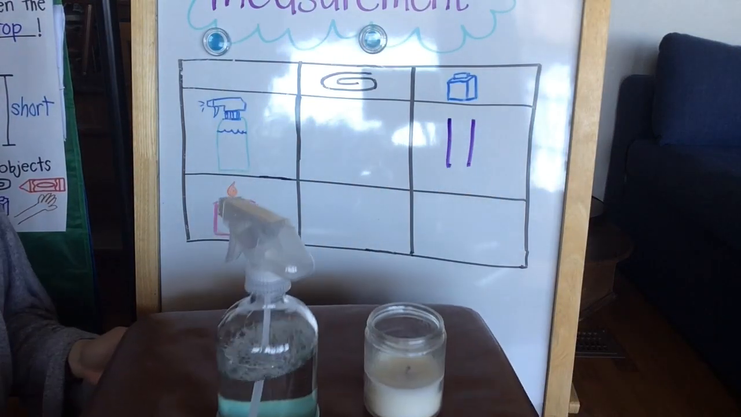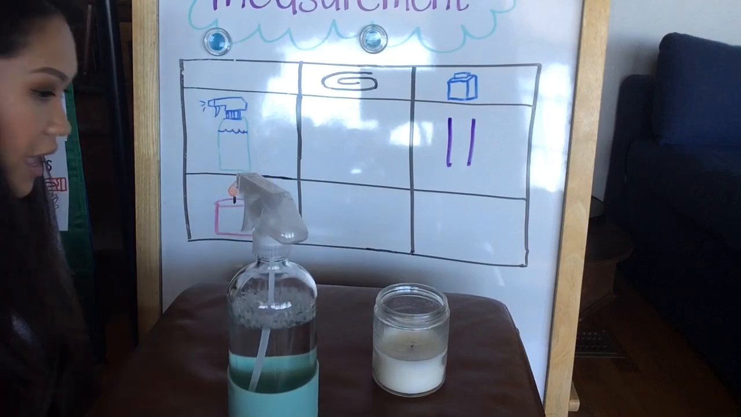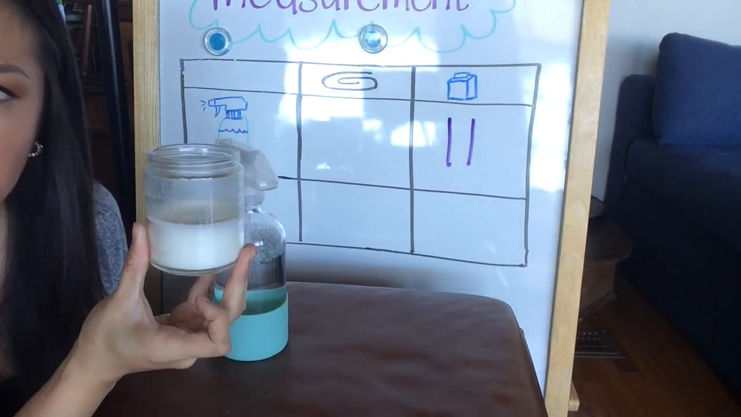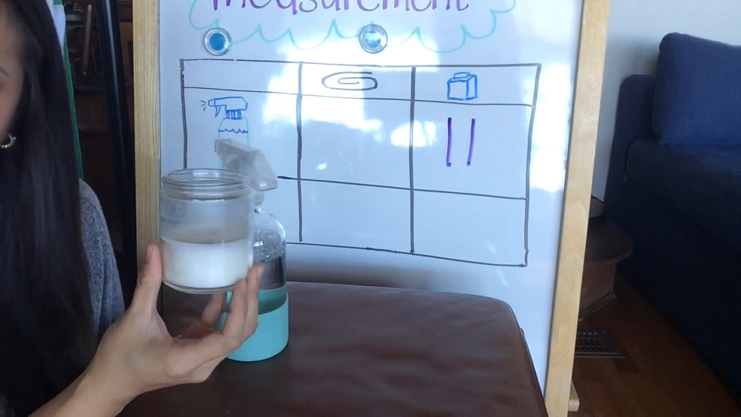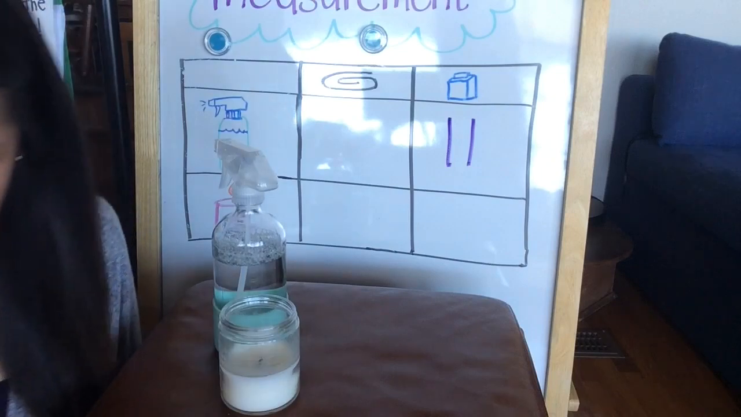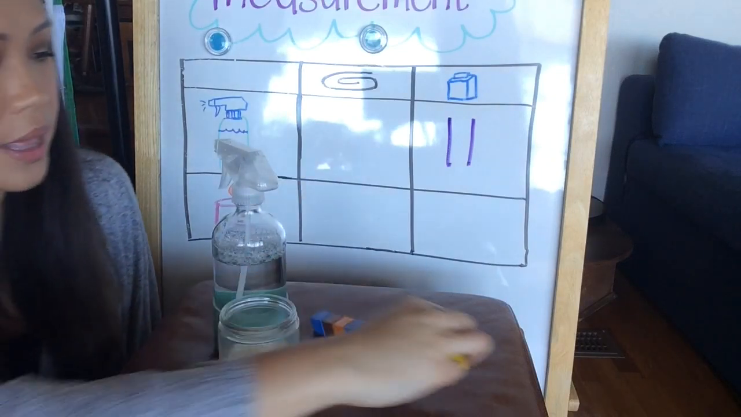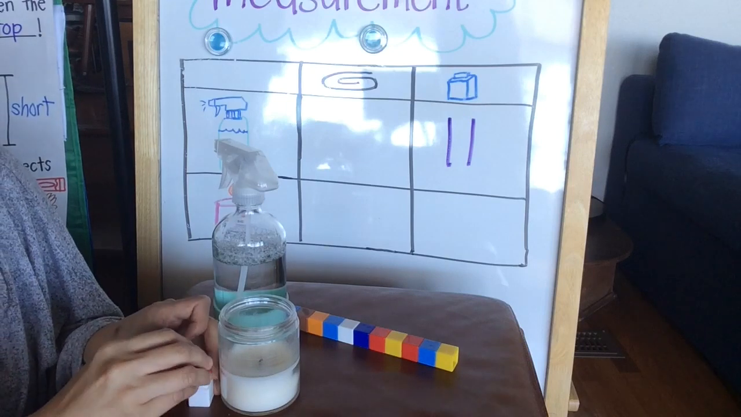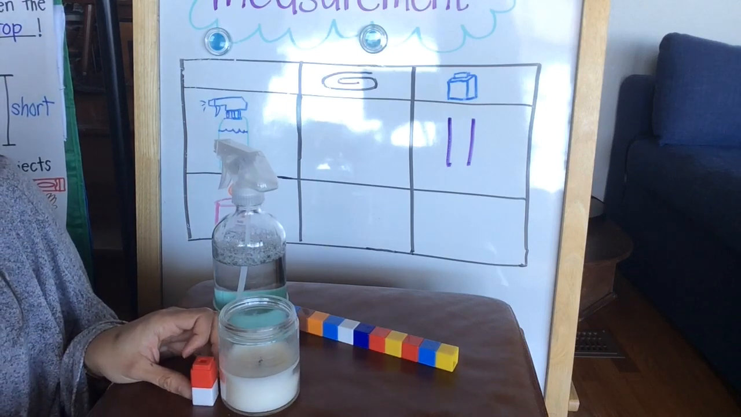Great. Now let's check our candle. Let's see if our candle has more than 11 or less than 11. What do you think? All right, keep that prediction in your head. That's your guess. So let's see. Start at the bottom and let's get to the top.